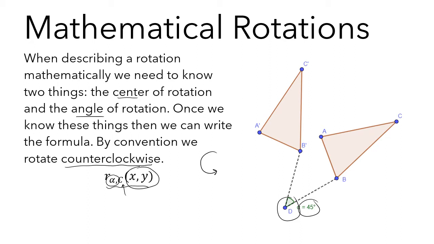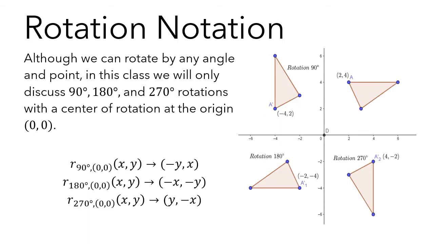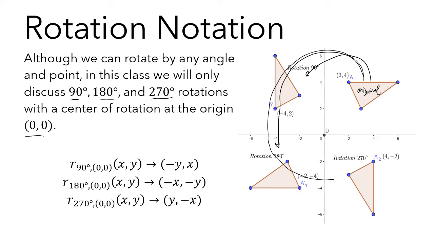this is our point. Although we can rotate by any angle and point, in this class we're only going to focus on 90 degrees, 180 degrees, and 270-degree rotations, where the center of rotation is always the origin, 0, 0. So the first one, here's your original triangle. 90 degrees is going to rotate you to here. 180 degrees is going to rotate you down to there, and then 270 degrees all the way around. Keep in mind 360 degrees would take you all the way back to the beginning.